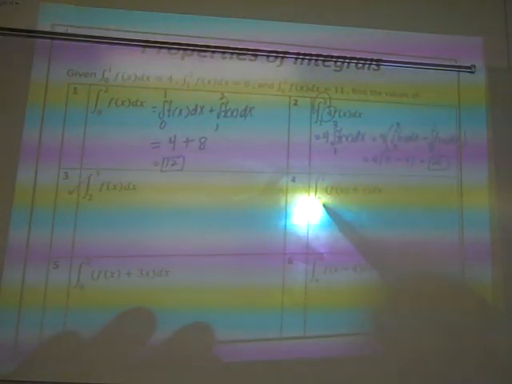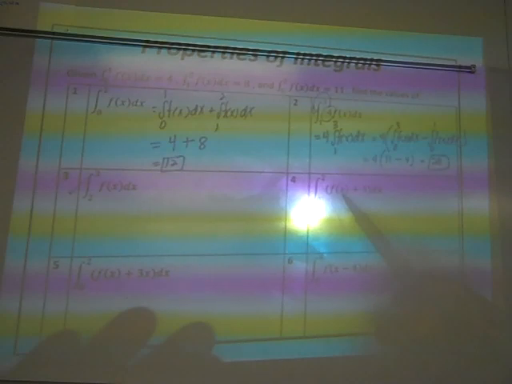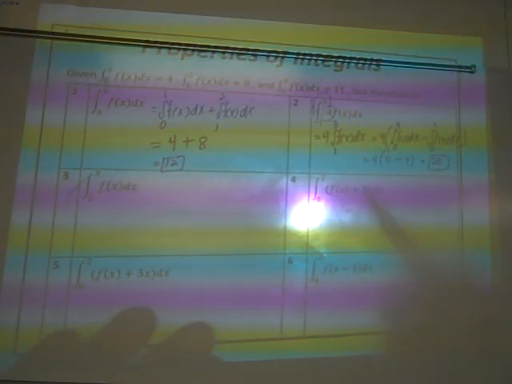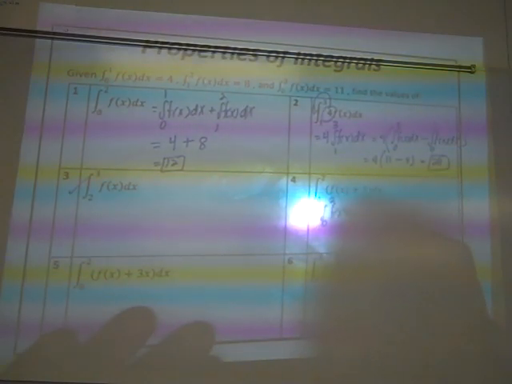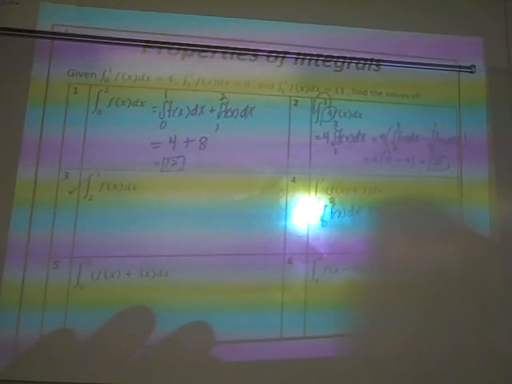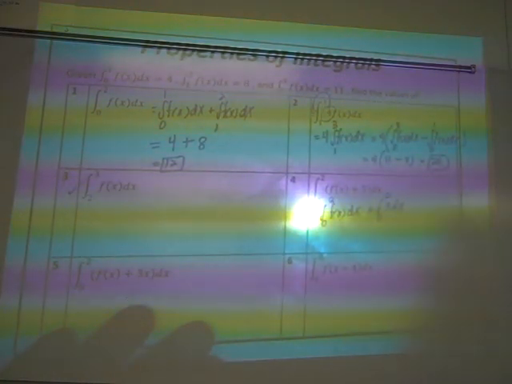I've got the definite integral of f of x plus 3 dx. I have a function plus a constant. The way I'm going to handle this one is I'm going to distribute that definite integral. So it's the definite integral from 0 to 2 of f of x dx plus the definite integral from 0 to 2 of 3 dx.